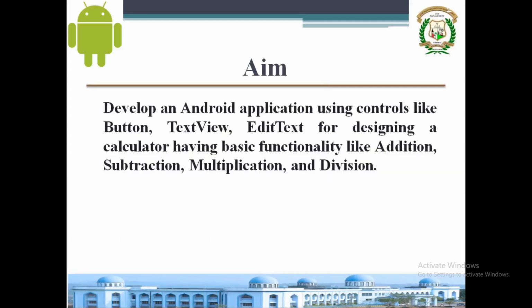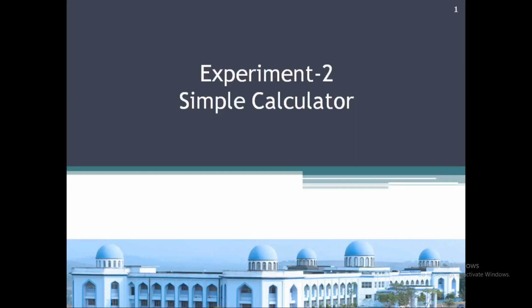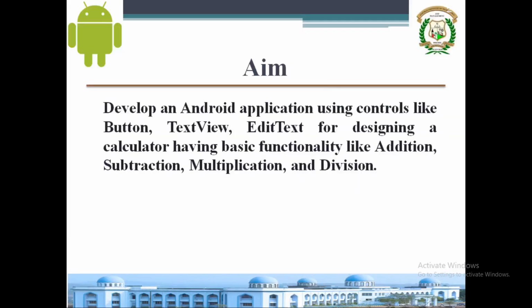Hello students, let me continue with the second experiment, experiment number 2, which is a simple calculator, design of a simple calculator. The aim of this experiment is to develop an Android application using controls like button, text view, edit text for designing a calculator having basic functionality like addition, subtraction, multiplication and division.